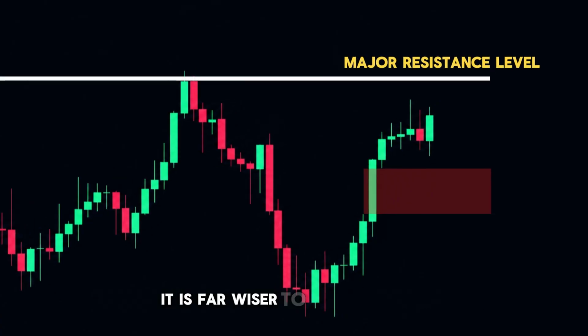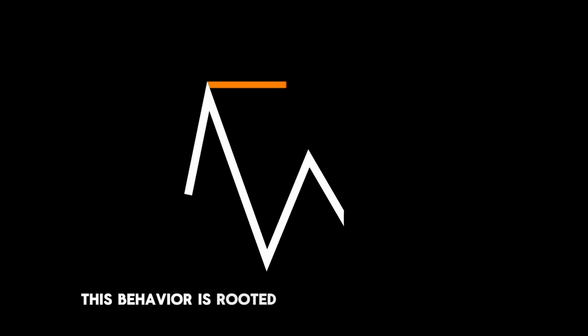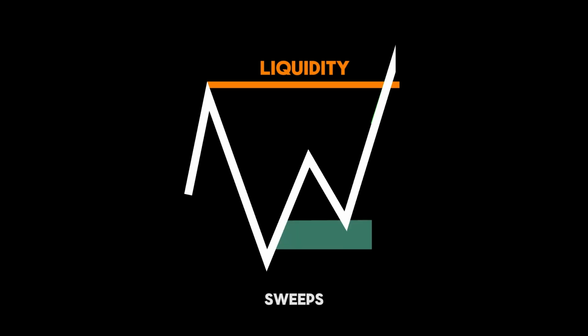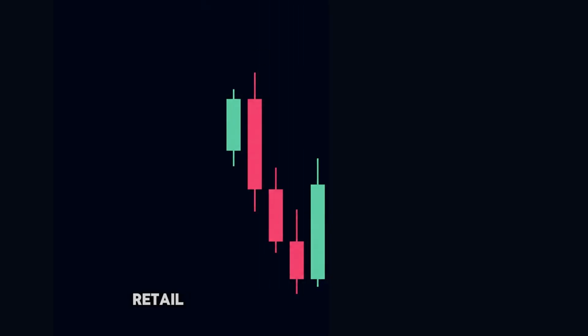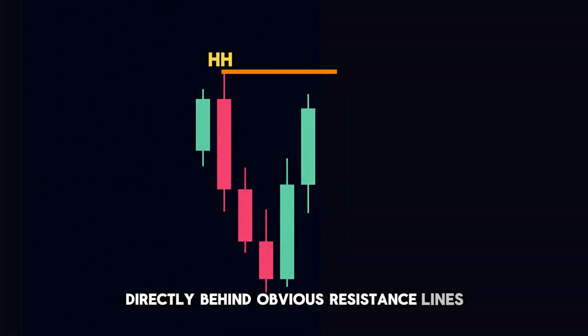It is far wiser to skip this setup because major key levels frequently cause price to reject violently, steamrolling right back through your gap. This behavior is rooted in inducement and liquidity sweeps. Institutions know that retail traders place their stop losses directly behind obvious resistance lines.